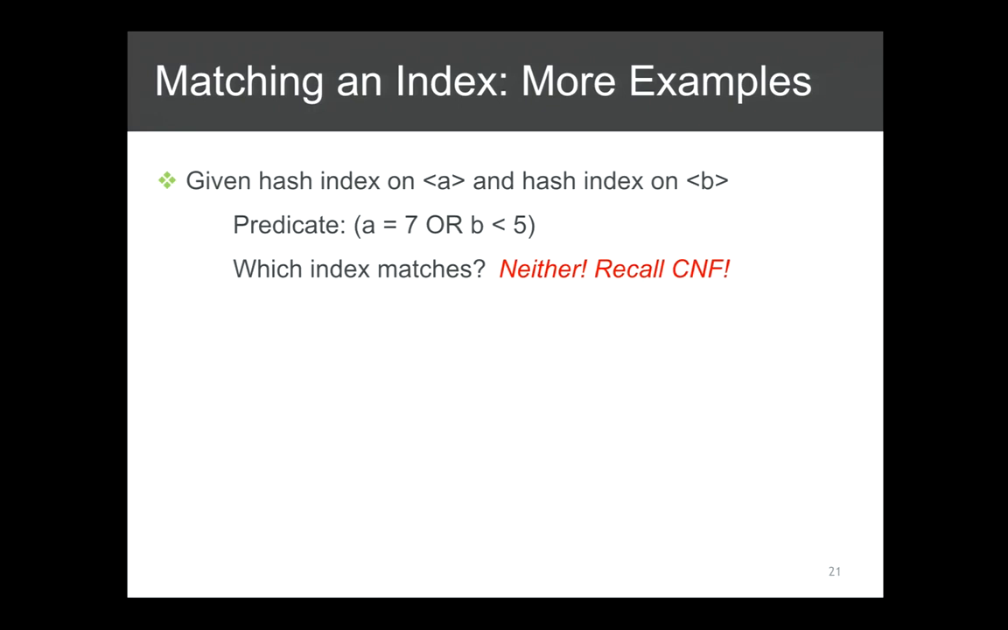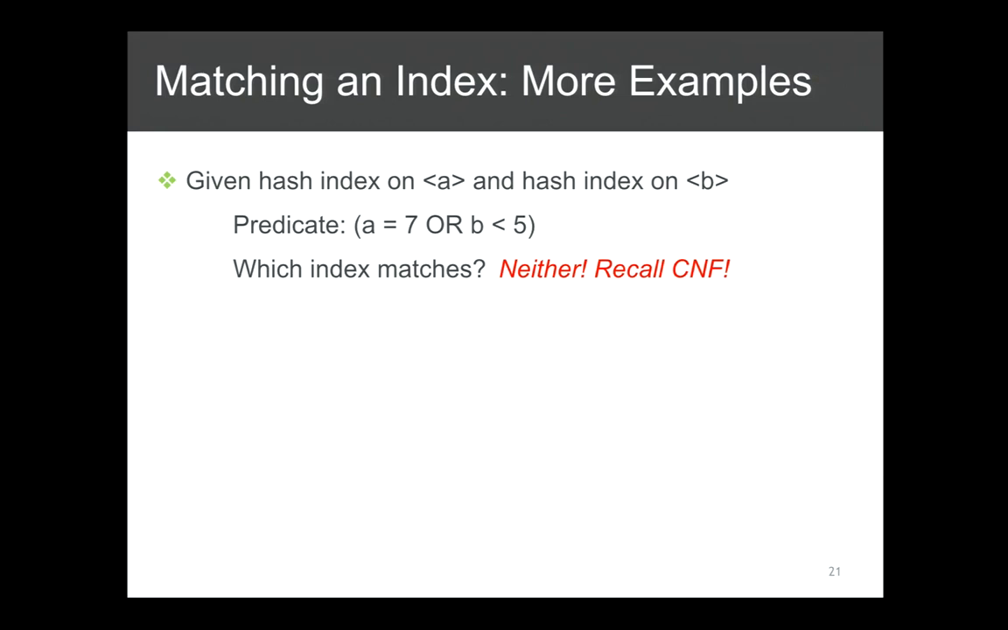So that means you will end up doing a file scan anyway to get the records that match B less than 5. Might as well do a full file scan and skip the hash index as well. So that's why the index does not match. It doesn't help anything with reducing the I/O cost. Hash index on B is useless because this is anyway a less than, plus there's a disjunction in this conjunct over here. So this index cannot tell you anything about A, and so you cannot do anything about that.